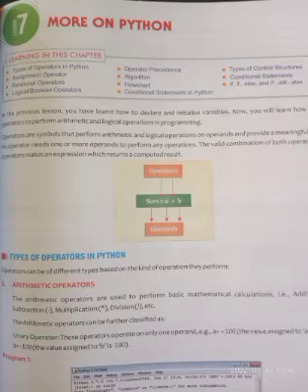Next one is to evaluate the expression. So you can see the expression 12 plus 3 into 4 minus 6 by 2, it's on page number 96.